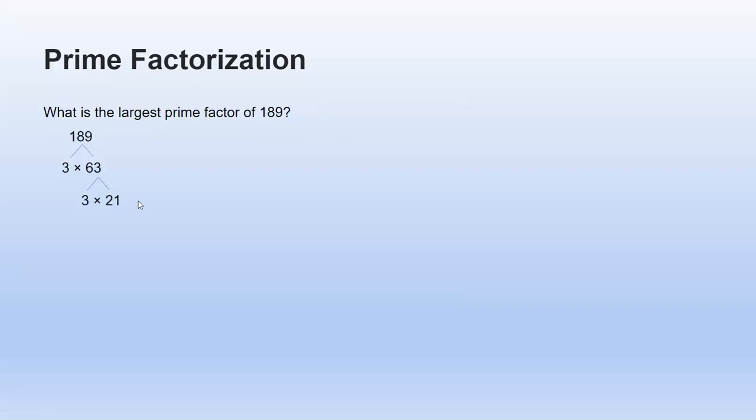But 21 is not a prime, so we continue splitting with the same sort of method to turn it into 3 times 7. Now 3 and 7 are both prime, so you can just end this tree diagram here, and you can see that it equals 3 times 3 times 3 times 7, which is 3 to the third times 7. Now, out of 3 and 7, 7 is larger, so the largest prime factor is 7.